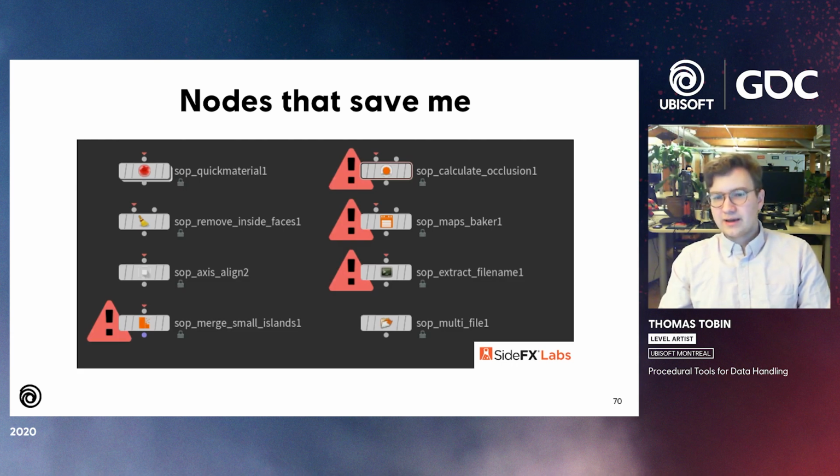Finally, if we wanted to bake out a final combined texture set or an atlas of all the textures, we can just use the Maps Baker. Extract File Name I've just started recently using, but it allows me to very quickly extract the file name into an attribute. And Multi-File, of course, you can just define, for example, this desk, if it's multiple FBXs, bring them all into the Multi-File and have one single file node.